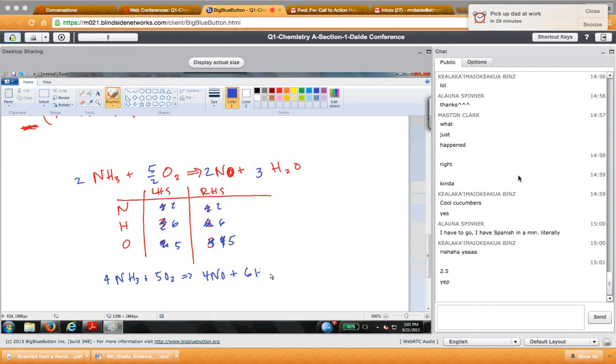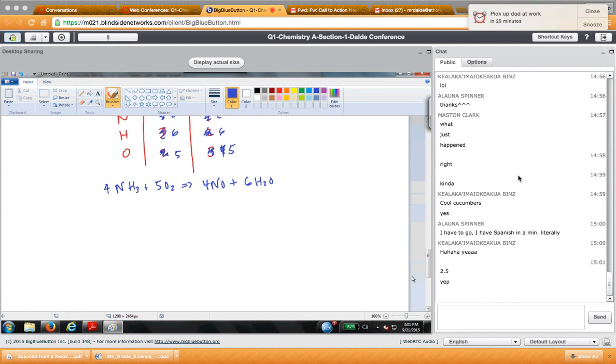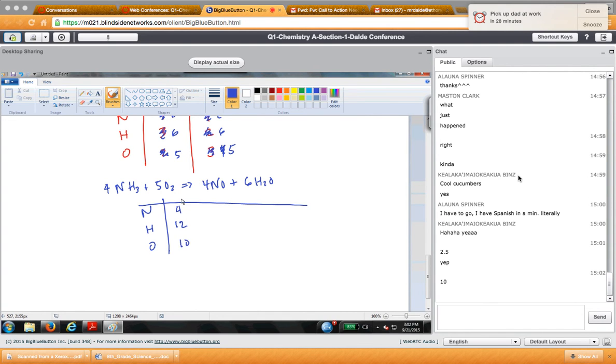The dust has settled. Let's figure it out: nitrogen, hydrogen, oxygen. Did we successfully balance the equation? How many nitrogens, hydrogens, and oxygens do you see on the left-hand side? How many nitrogens? 4. How many hydrogens? 12. Good. How many oxygens? Oh, 10. There's 5 O2s. Awesome.